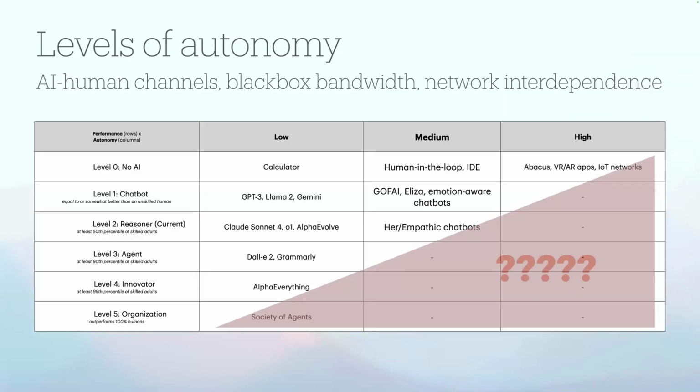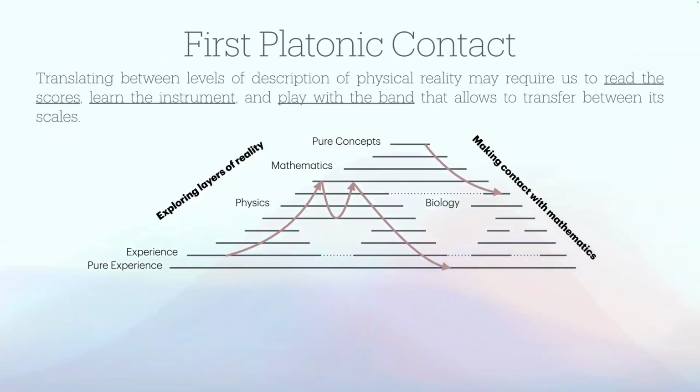So when we study the level of autonomy that we have in those AIs, it's a very problematic point, obviously. So coming back to this platonic contact. What can we say about us going up and down in those levels of reality? What I would argue is that it feels like as humans, we are not super ready to have a contact.